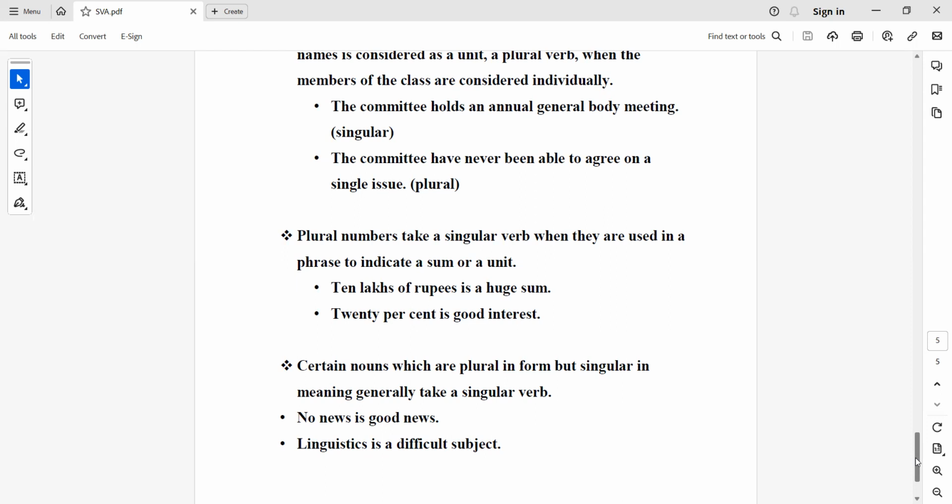So there is always a tendency among the students to make the verb agree with a noun which is near to it. And we have to be very careful while using the verb. Ensuring proper subject-verb agreement is essential for maintaining clarity and grammatical correctness in writing and speaking.